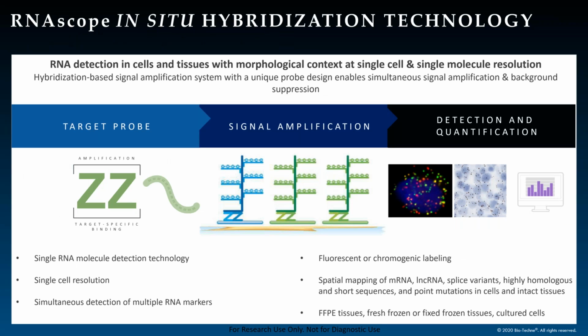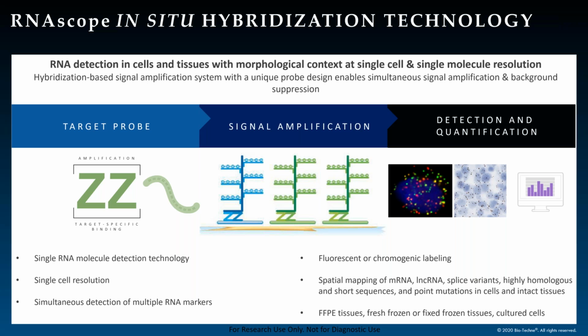The RNAscope technology is an ideal spatial analysis solution to interrogate complex tissues. It is both highly specific and sensitive, allowing for detection of RNA biomarkers in cells and tissues with morphological context at the single-cell resolution. RNAscope technology consists of 3 parts: a unique target probe that ACD designs against your sequence of interest, a single amplification system that generates a high signal-to-noise ratio, and lastly, visualization of single RNA molecules as dots for a quantitative analysis.